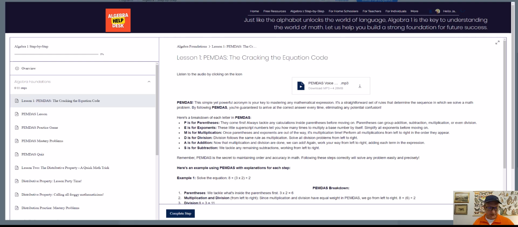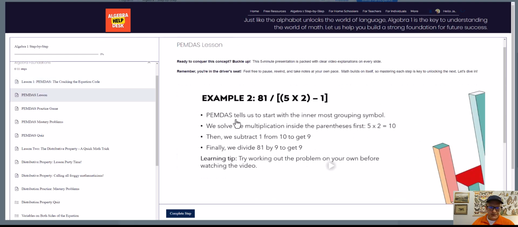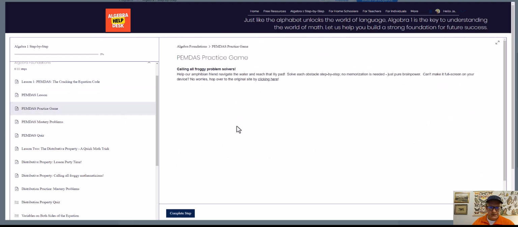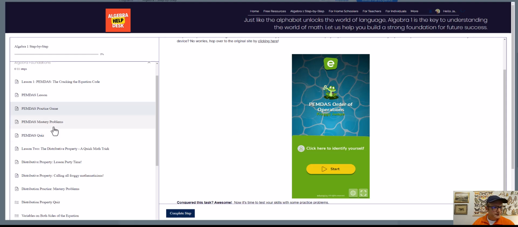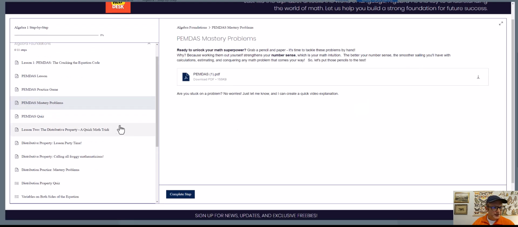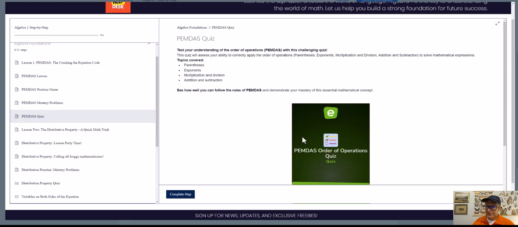One thing that I really like about our course is our quizzes. They align perfectly with what you've done previously. So if you went through lesson 1 here, you saw the overview, you did the lesson, you did the online practice, you took time to do the mastery problems. So now you're ready for the quiz. The quiz is just like all the work prior to it.